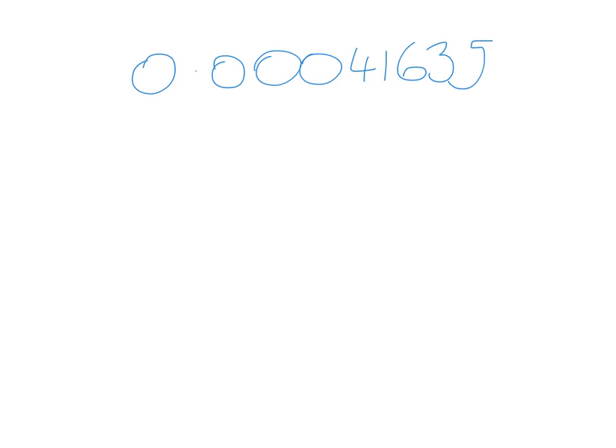In small numbers, all zeros at the start of the number are not significant. So see all these numbers up to this stage here. These zeros don't really matter. It's these numbers here that matter. So we would say that in this question, there are 5 significant numbers, 4, 1, 6, 3, 5. This has 5 significant figures.